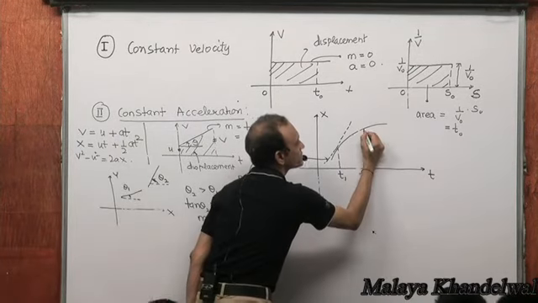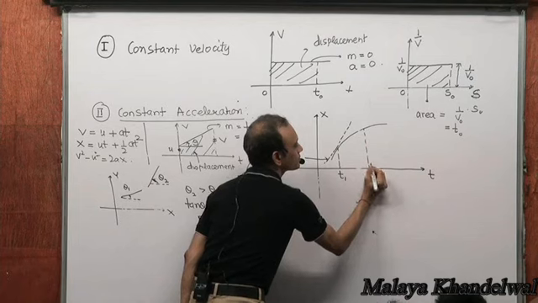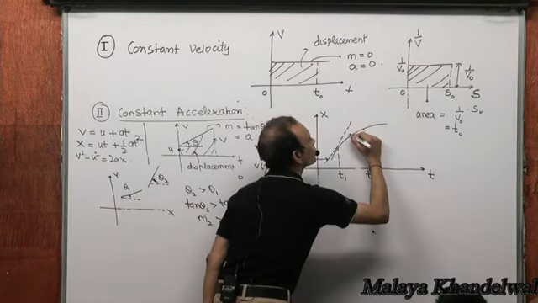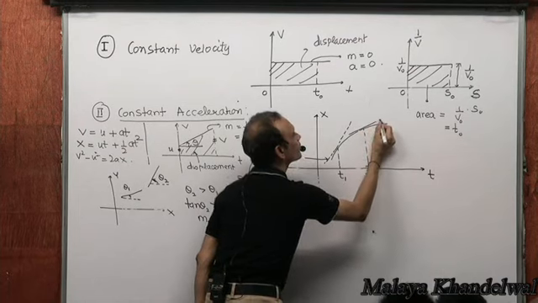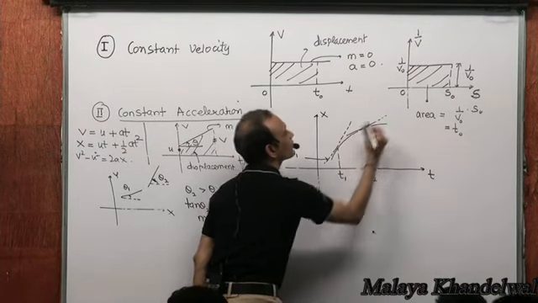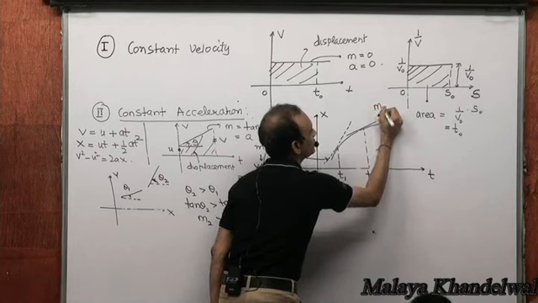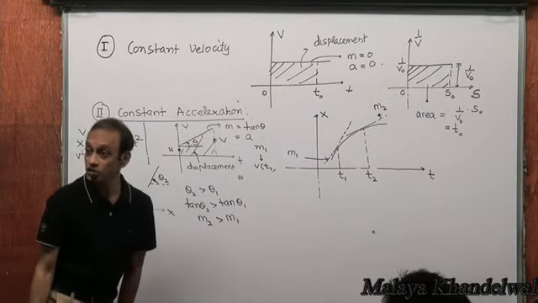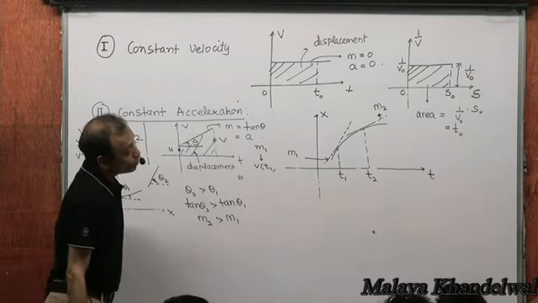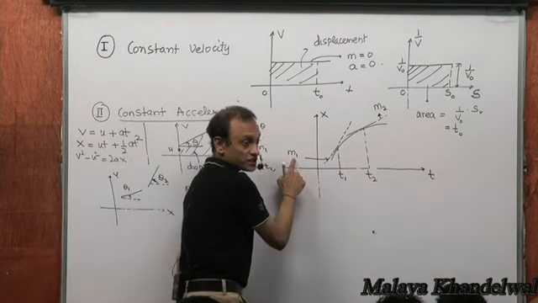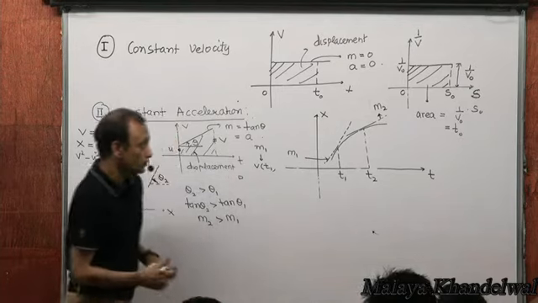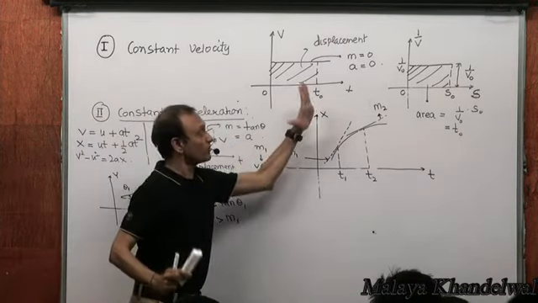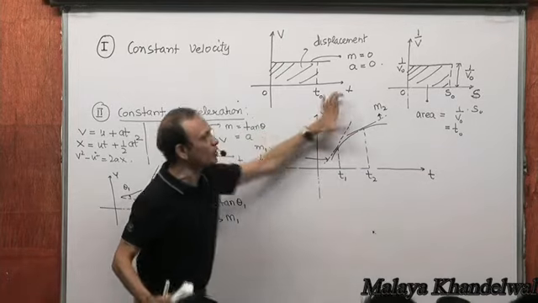Let me move to some other instant of time, t2. m2 is the slope of this line, slope of the tangent at t2. What would m2 give me? Velocity at t2. Now, m1 gives me velocity at t1, m2 gives me velocity at t2. Which of the two tangents is more vertical? m1 is more vertical than m2.